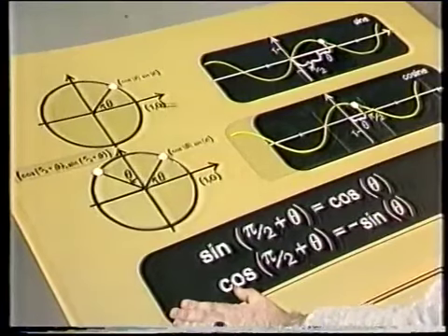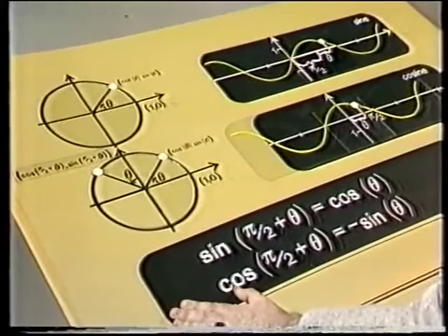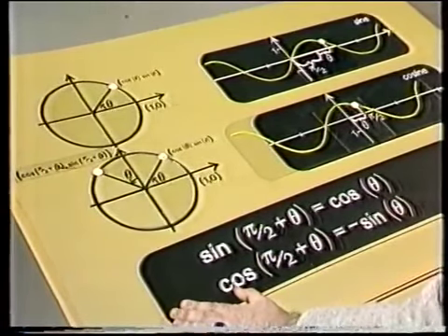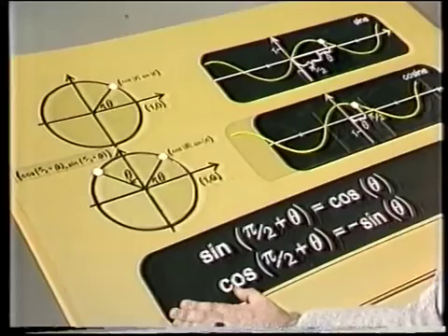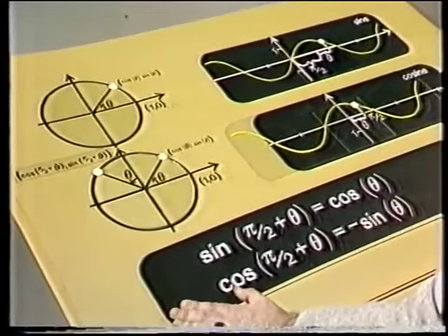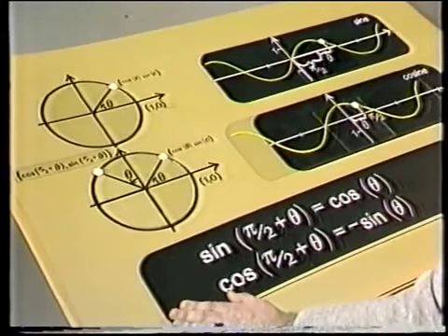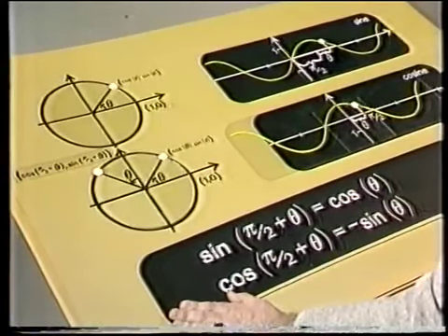Now, these formulas give us the sine and cosine of the sum of the two angles, pi over 2 and theta. And that's a special case of what we're going to do next in the program. We'll find formulas for the sine and cosine of the sum of any two angles. And to do that, we'll use the idea of two successive rotations.